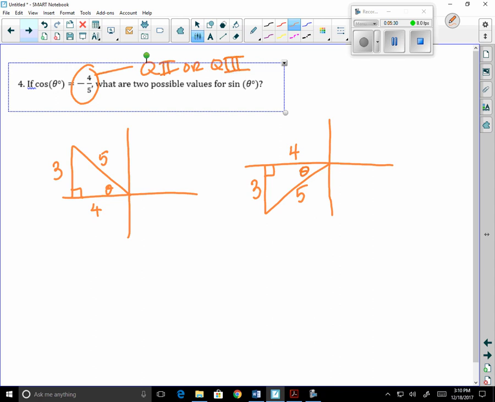But notice, in quadrant 2, the vertical side of 3 is going up, so it would be positive. In quadrant 3, the vertical side of 3 is going down, so it would be negative. So the sine value of this angle, because it can be in either quadrant, can be plus or minus 3 over 5. If it's in quadrant 2, it's positive. If it's in quadrant 3, it is negative.